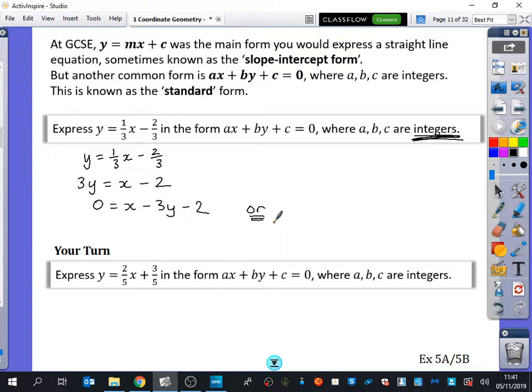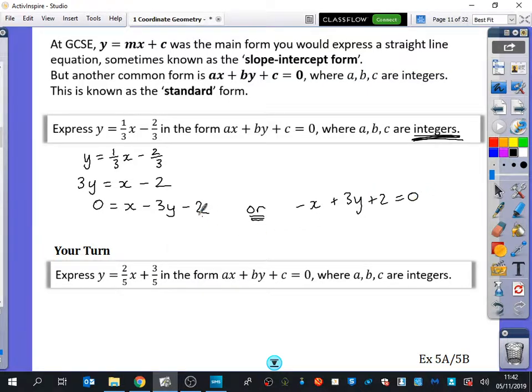Yeah, I could have, well, I did minus the y, actually, I minus the y there. I multiplied this by 3, I multiplied this by 3, and I multiplied this by 3. No, because of what it says here, where a, b, and c are integers. So everything needs to be an integer for it to be in that standard form. Sorry, what was the other way I could have written this? Good, I could have written it on the other side. So it was minus x plus 3y plus 2 equals 0.